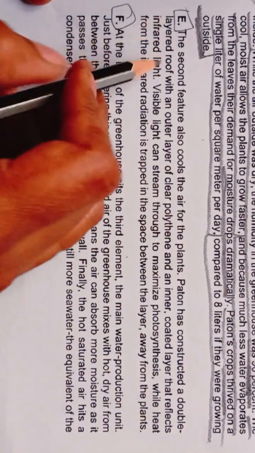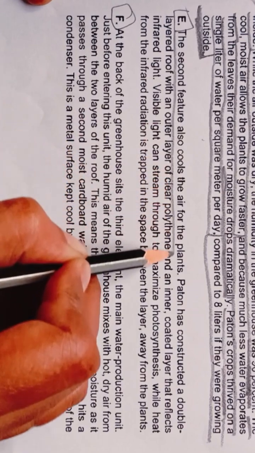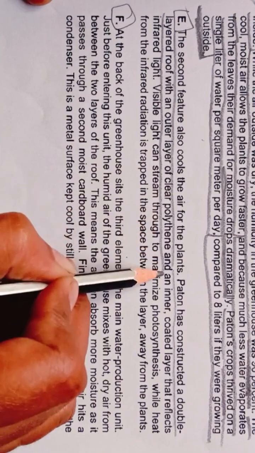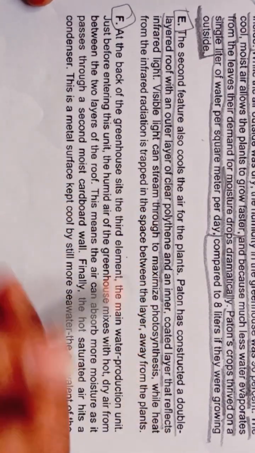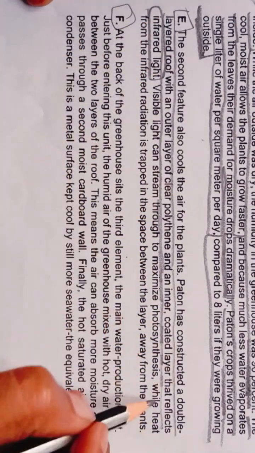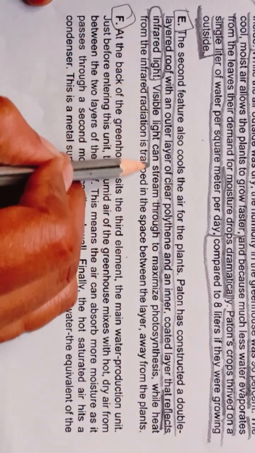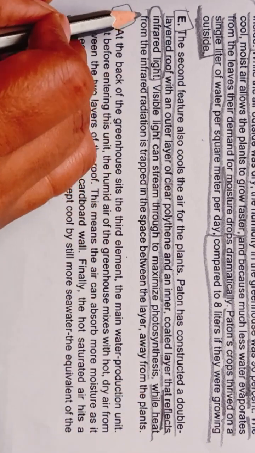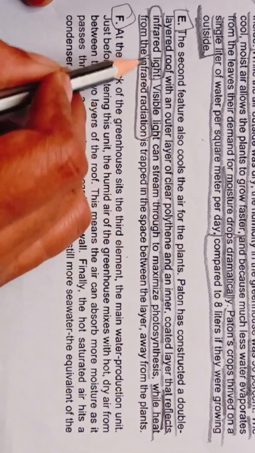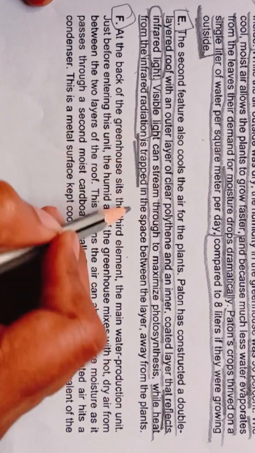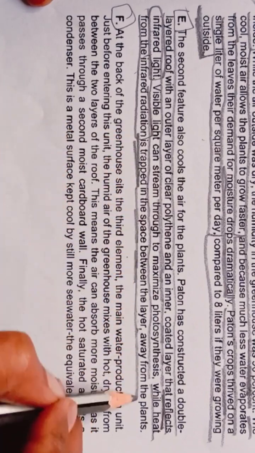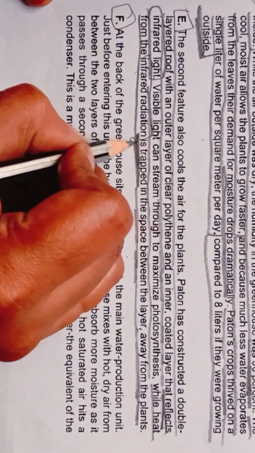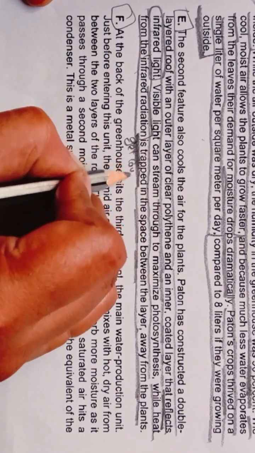So now let's quickly read it. The second feature also cools the air from the plants. Patton had constructed a double layered roof with an outer layer of clear polythene and inner coated layer that reflects infrared light. Visible light can stream through to maximize photosynthesis, while heat from the infrared radiation is trapped in the space between the layers away from the plants. Is trapped means gets caught.